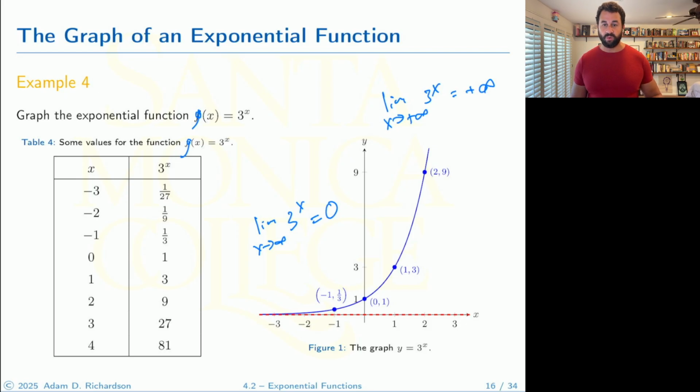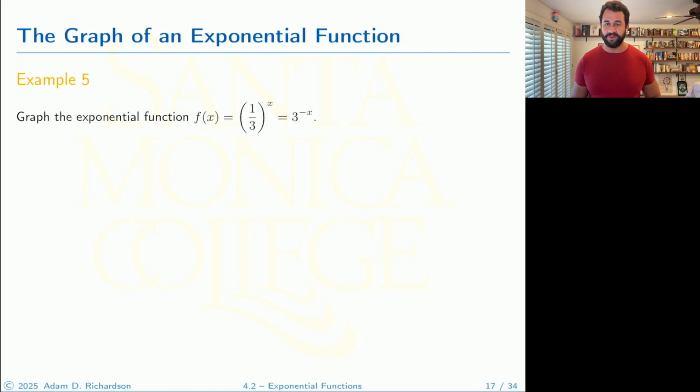Maybe to give you some reasons why, try to think of anything you could raise 3 to get 0. Think about it like that. You could try any positive number, you're not going to get 0. You could try 0 and you're just going to get 1, right? You could try any negative number and you're still not going to get 0. So it doesn't matter what real number you put in, you will never get 0. In fact, you're always going to end up with a positive result. That's the basic idea.